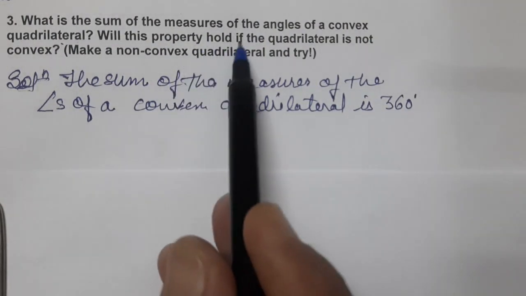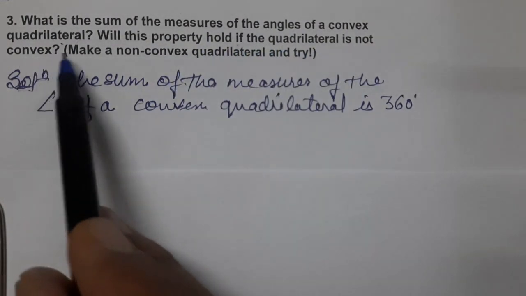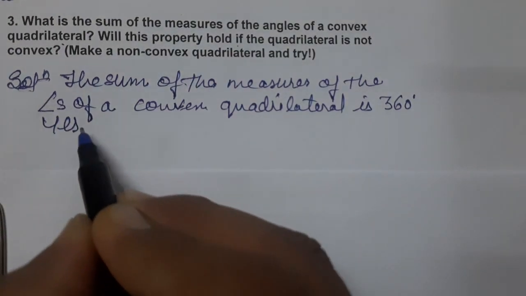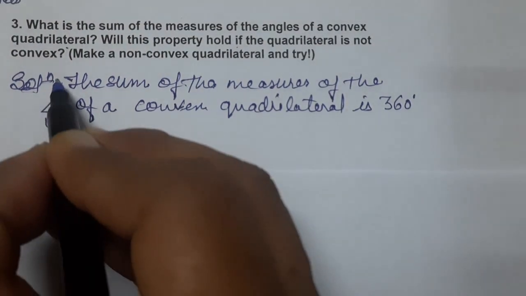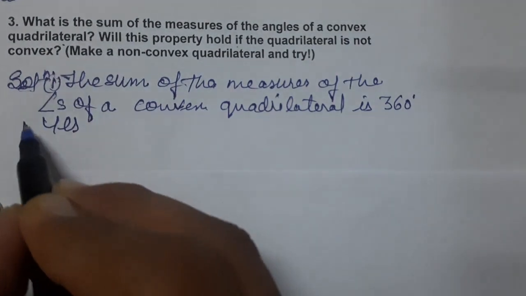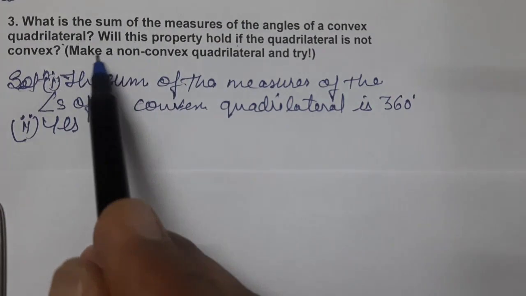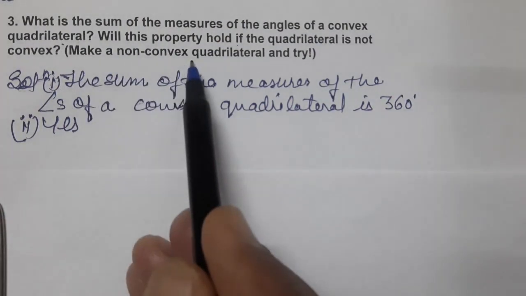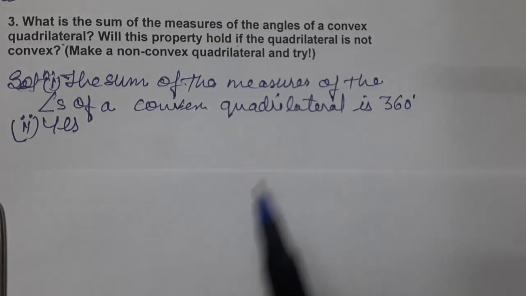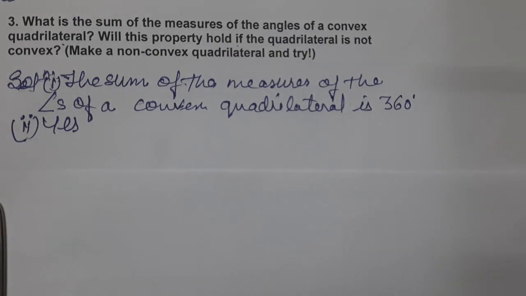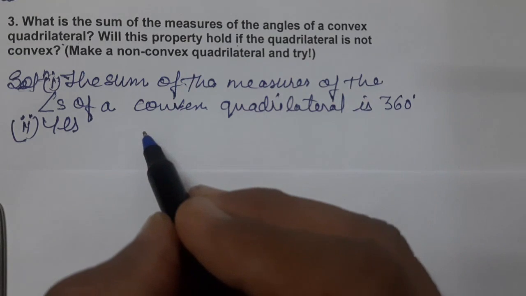Now see the question. Will this property hold if the quadrilateral is not convex? Yes, of course this property holds. This is the first part, this is the second part. Now the third part, see. Make a non-convex quadrilateral and try. So what is non-convex? One whose one of the diagonals is outside. So let's make one non-convex quadrilateral.